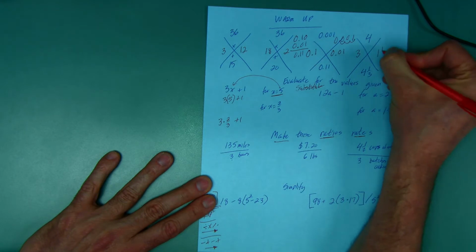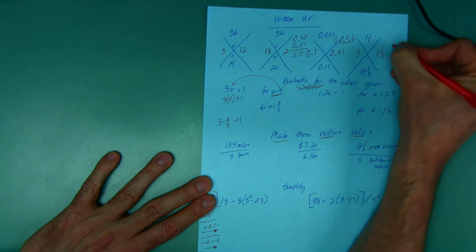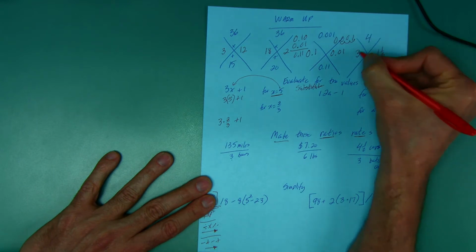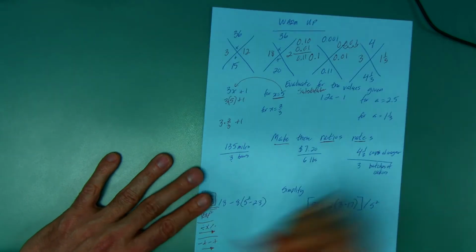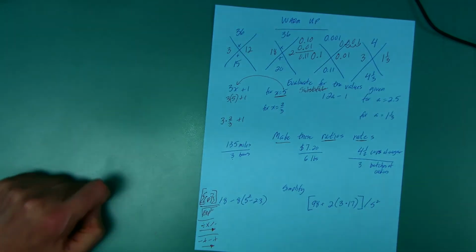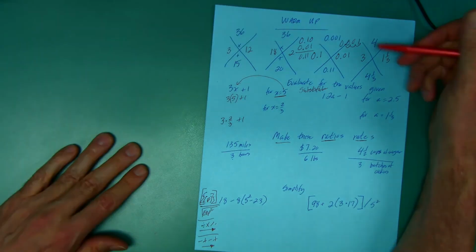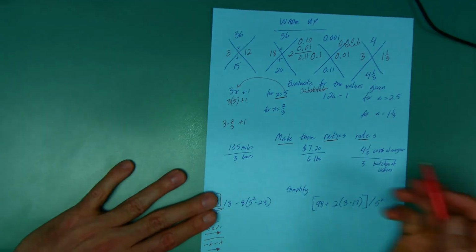3 times 1 1/3. That's 3 wholes and 3/3. 3 3/3 is the same as 4. When I add 3 plus 1 1/3, I get 4 1/3. Okay, so that was one of those ones that looked harder than it was. But until you get good at these, that's still going to be a tough problem. Don't feel bad if you didn't get it.